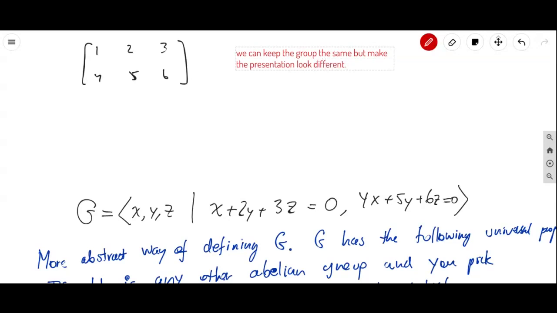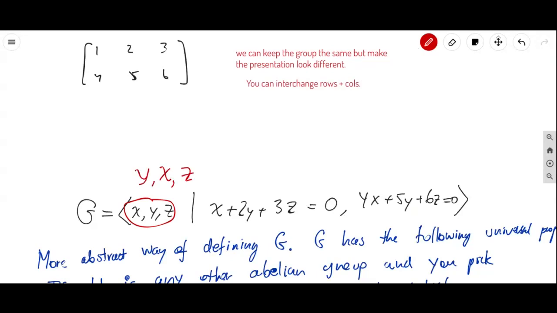So the following operations will not change the group, but they make the presentation look different. So you can interchange rows and columns. Now this is a little bit different from linear algebra, because in linear algebra you do not interchange columns, you only interchange rows, because the rows correspond to equations. Whereas here, the columns represent the generators. So if you're interchanging columns, all you're doing is interchanging the way you're writing these.